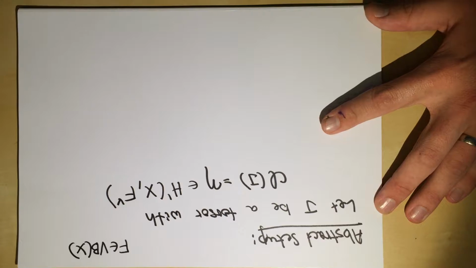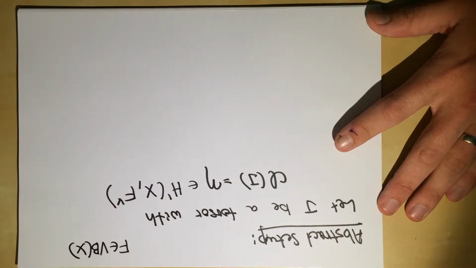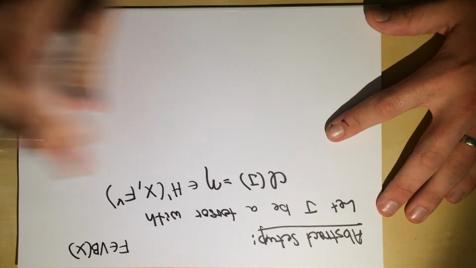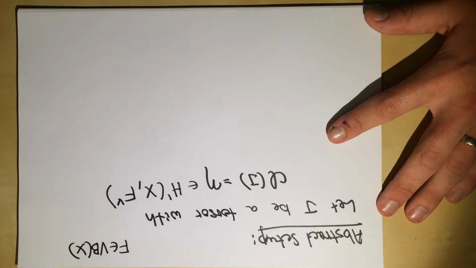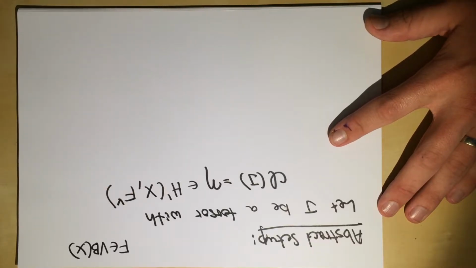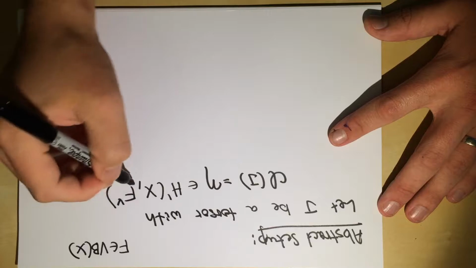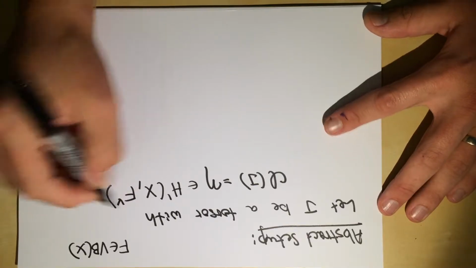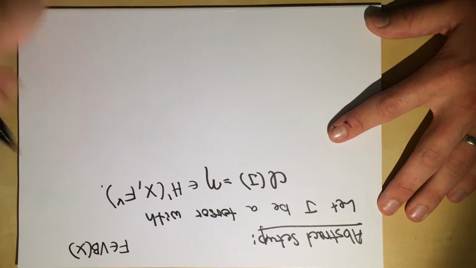Hold on one second, my voice is kind of going out. And so this is going to be the class in H1 with coefficients in the dual of this. So you should think of this as being the cotangent sheaf and this being the tangent sheaf in our application. And this is just a class associated to the torsor.